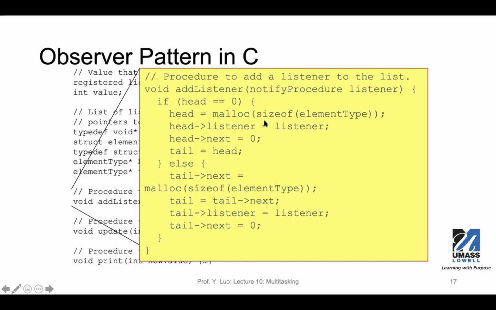So this procedure to add a listener to the list is a very typical way you grow the linked list and initialize the fields of this new node that's just created. Hope you guys are following. Any questions?